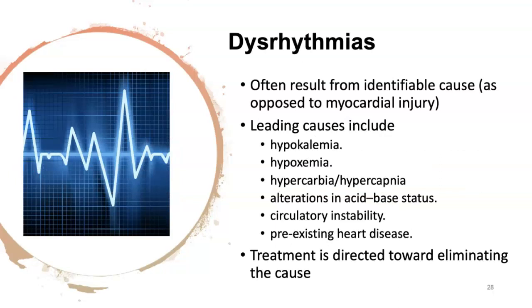Dysrhythmias are often the result of hypokalemia, hypoxemia, hypercarbia, so an increased PCO2, alterations in acid-base status, circulatory instability, and pre-existing heart disease. Other causes could be hypothermia, pain, surgical stress, and anesthetic agents. So lots of things can cause dysrhythmias. And treatment is directed towards eliminating the cause.